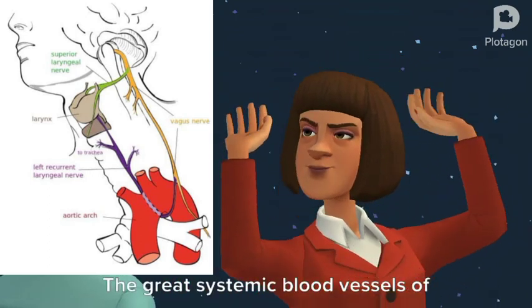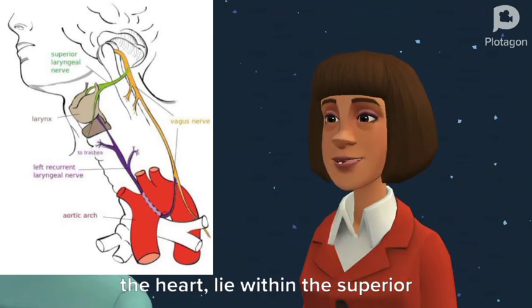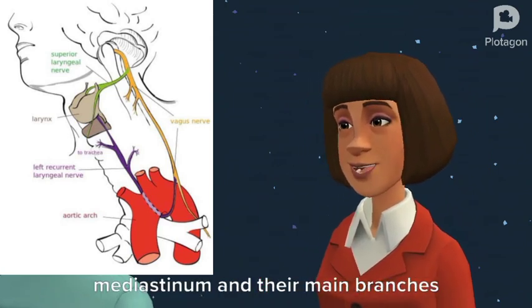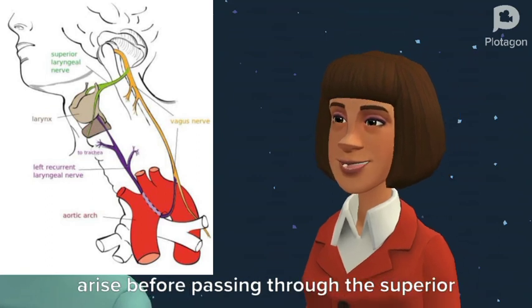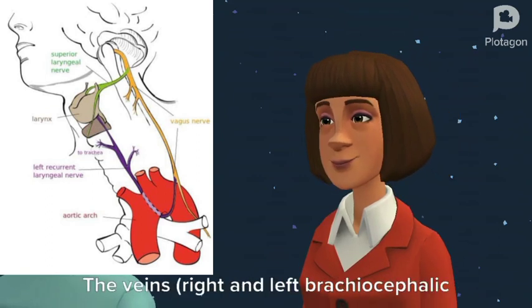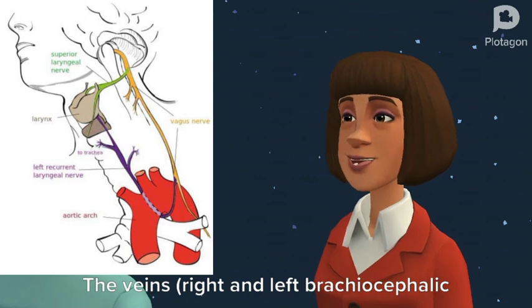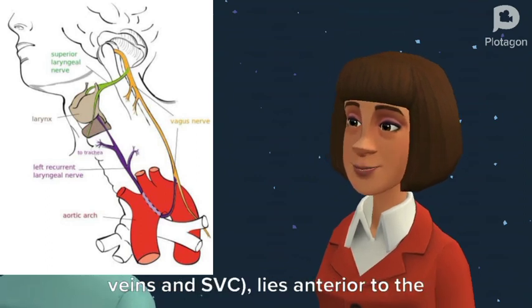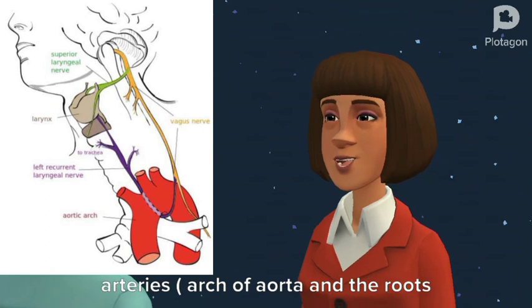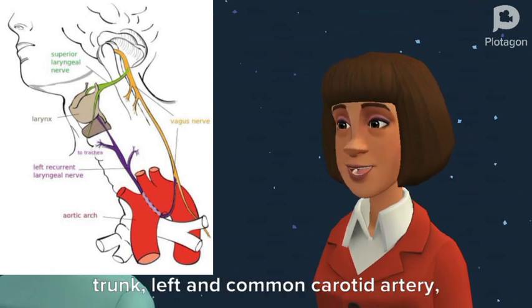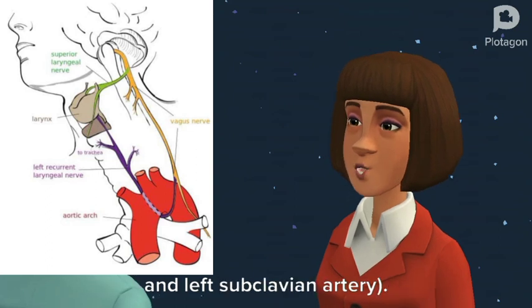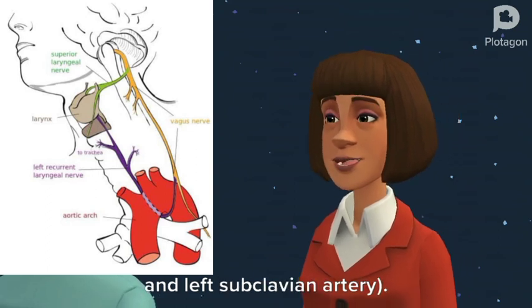Great vessels. The great systemic blood vessels of the heart lie within the superior mediastinum and their main branches arise before passing through the superior thoracic aperture. The veins, right and left brachiocephalic veins and SVC, lie anterior to the arteries: arch of aorta and the roots of its major branches, the brachiocephalic trunk, left common carotid artery, and left subclavian artery.